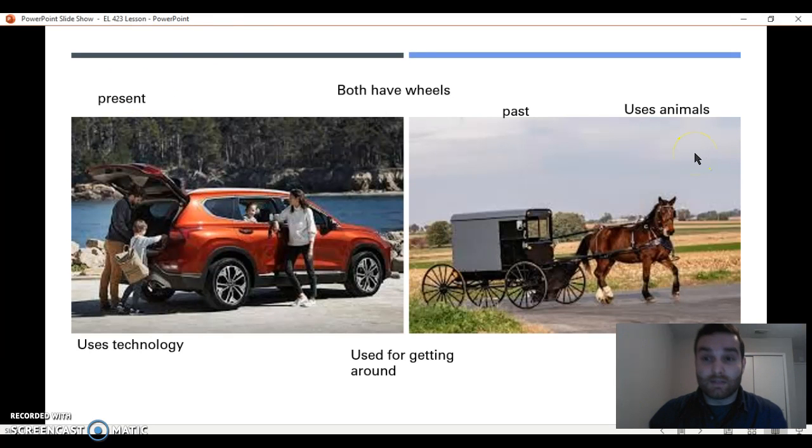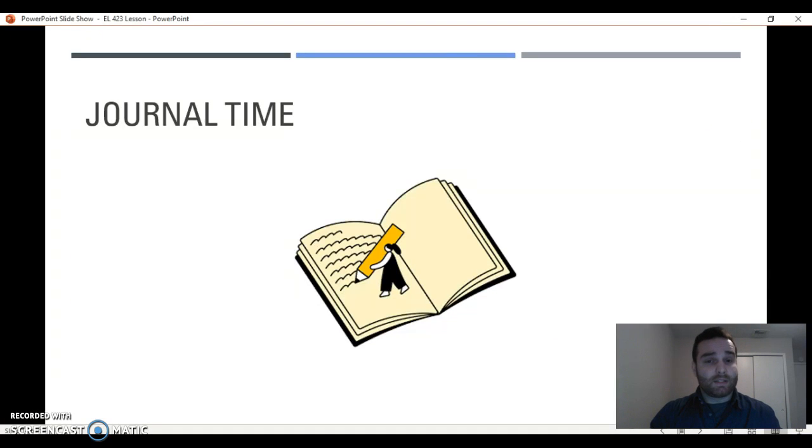Okay, great. So these are a few things that we came up with. We have determined which one is from the past and which one's from the present. Yes, of course, both of them have wheels. The horse and buggy uses animals to get around, where the car uses technology. And we have determined they both are used for getting from one place, point A, to point B. Okay, let's move on. So now I want us to create our own drawing in our journals. In our journals, I want us to draw something that is used to compare or tell if something's similar or different of an item.